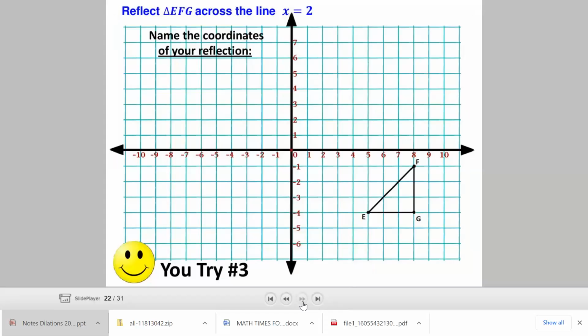So let me see if we have another activity here. No, that one wants you to reflect over the line x equals 2. Where will the x equals 2 line be? Can someone tell me? Miss, the mirror line passes above the zero at the top on the positive side.